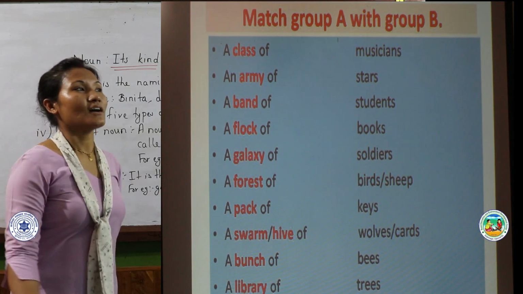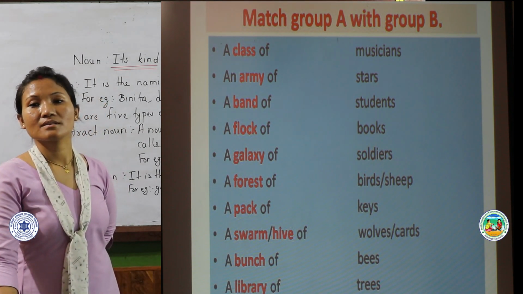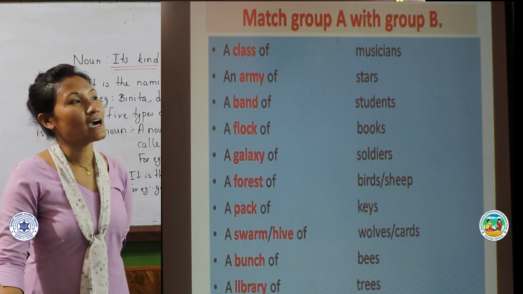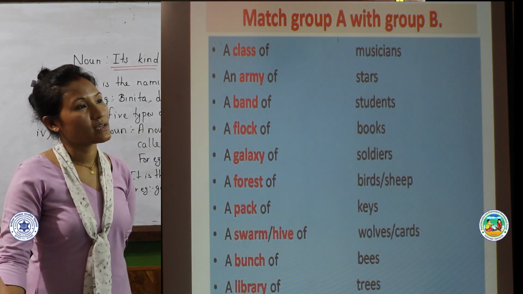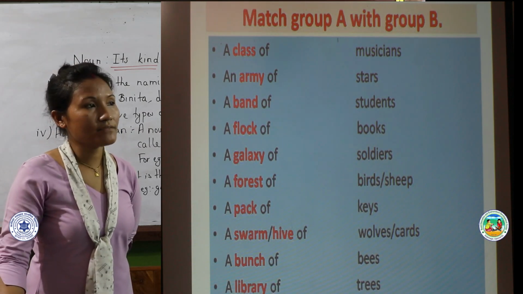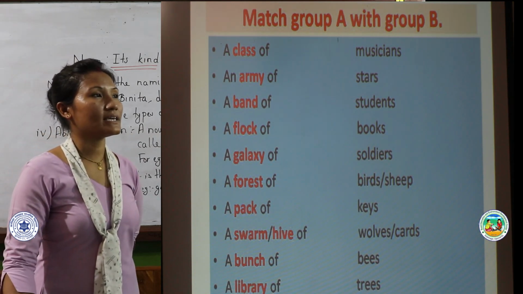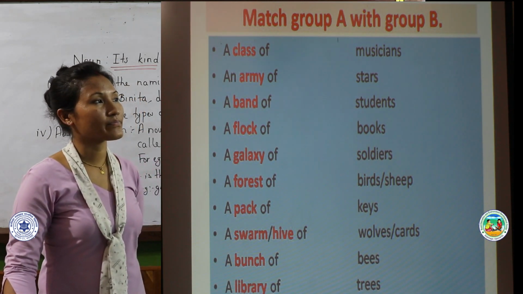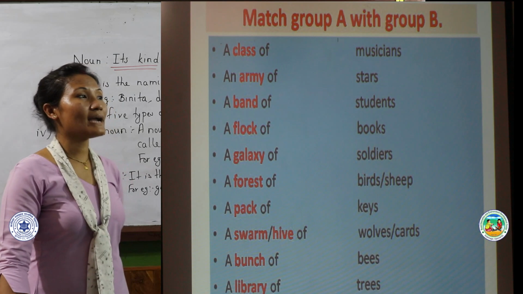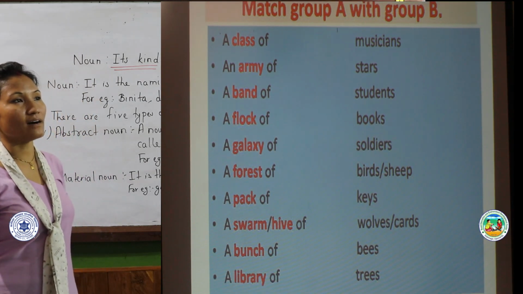Okay. Now a class of. What will be the answer? A class of. Inside a class, who stays? Students. So, a class of students. Likewise, an army of. What do you think the answer is? An army of soldiers. Dear students, please note down these questions and whenever I give you the answer, please match the answers. A class of students, an army of soldiers. Now a band of. A band of musicians.